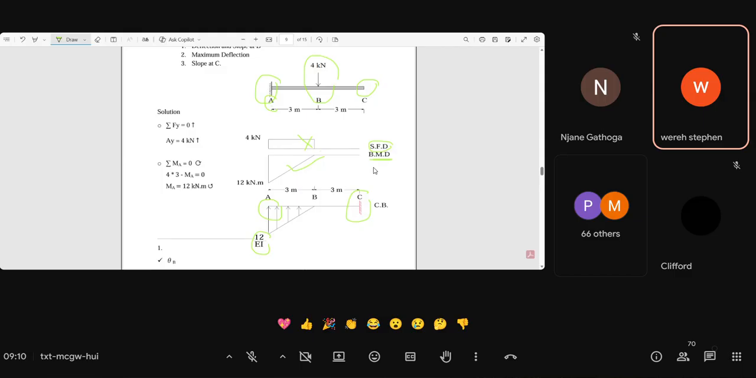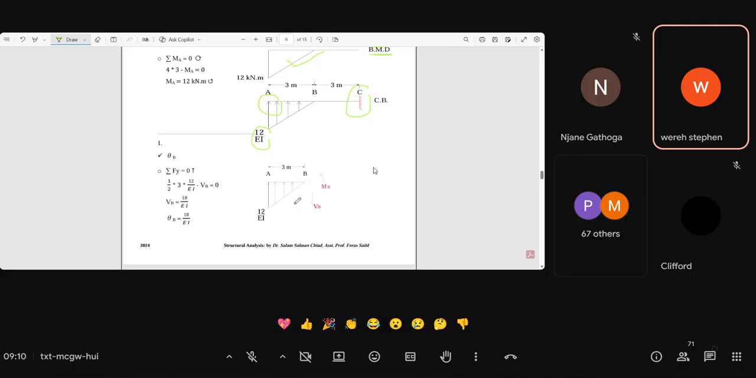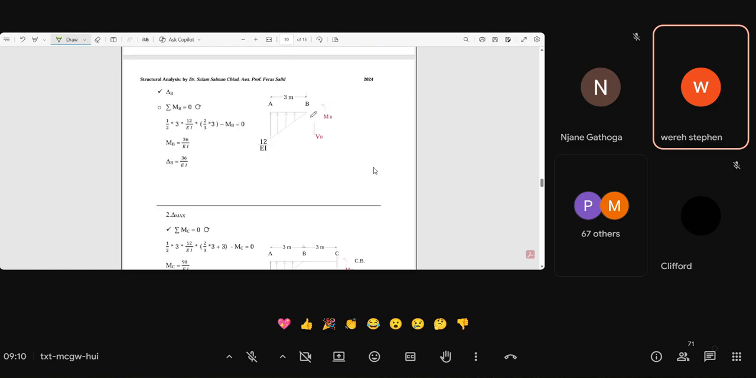A conjugate beam is a beam of the same cross-section and same length as the original beam, but the supports change depending on the supports of the original beam. So if you do that, you can now find the shear force. The shear force in this case will remain 12 over EI, and this one is the rotation at point B. What about the bending moment at point B?